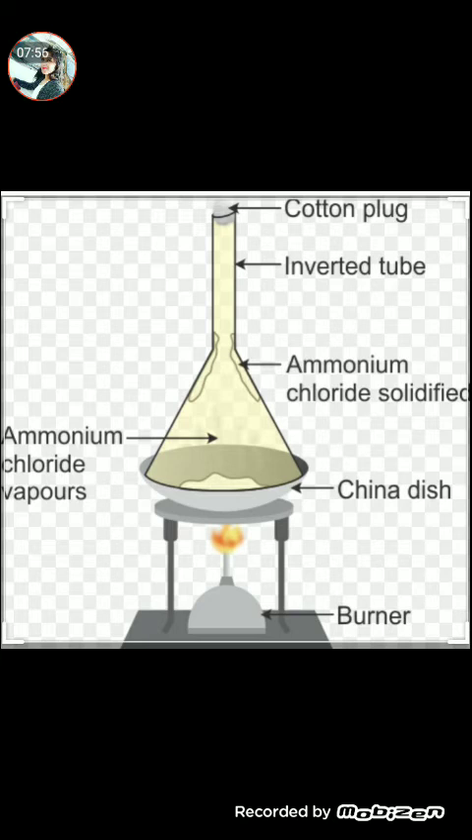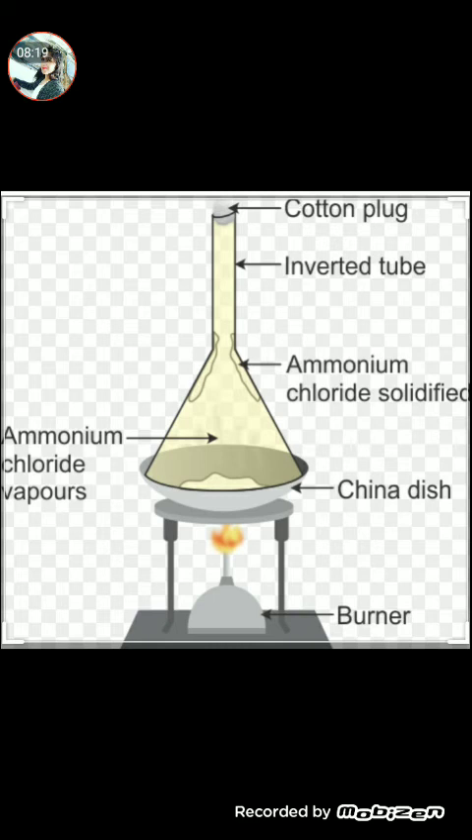Then switch the burner flame off. When it cools down, the ammonium chloride solidifies on the surface. You can see in this picture also. Like this, we can separate the mixture of ammonium chloride and salt; the salt will be left behind in the china dish.